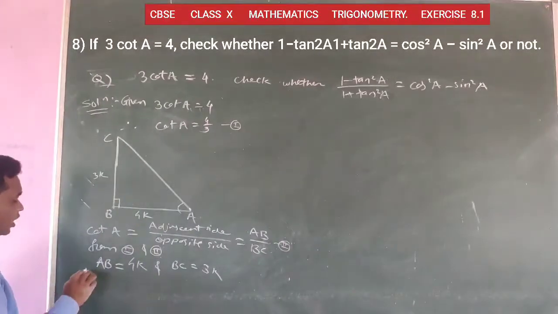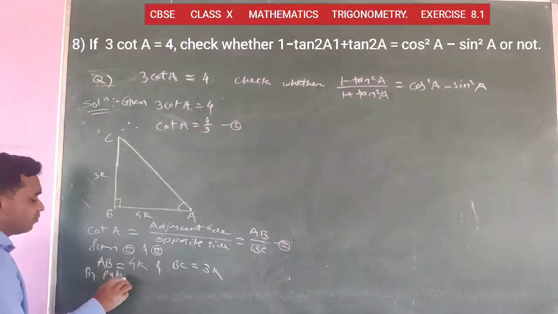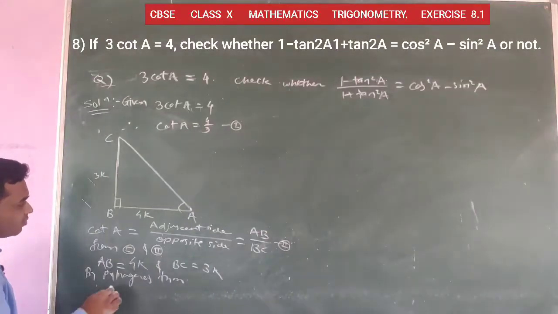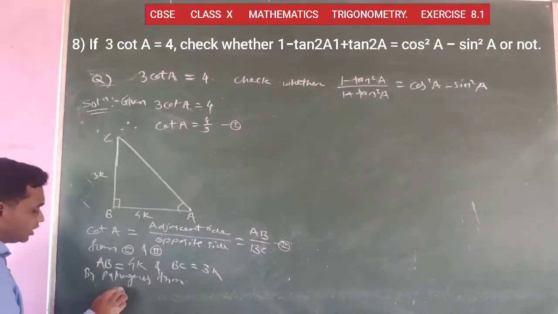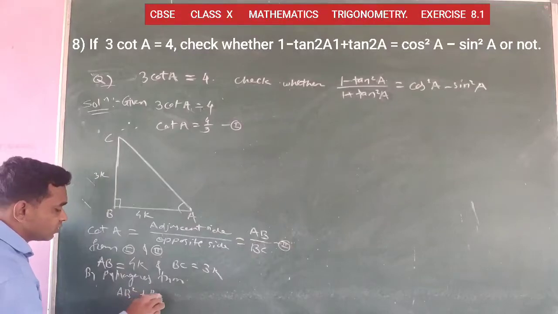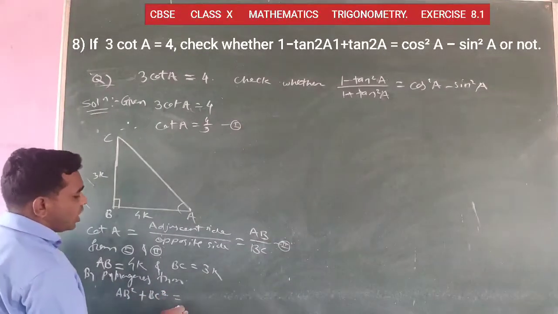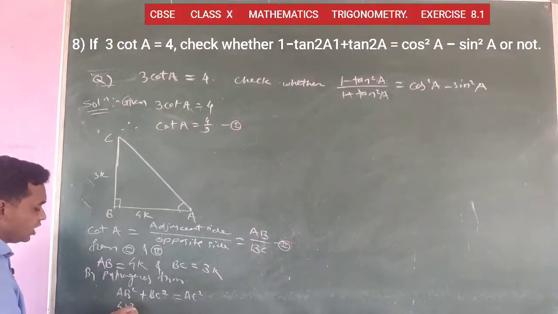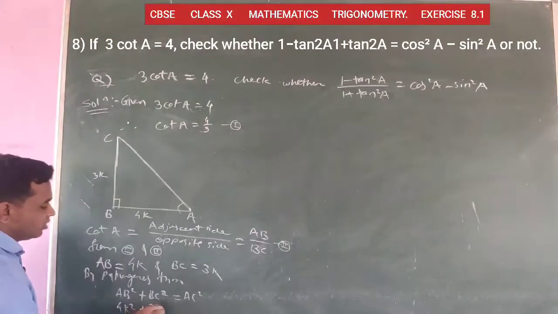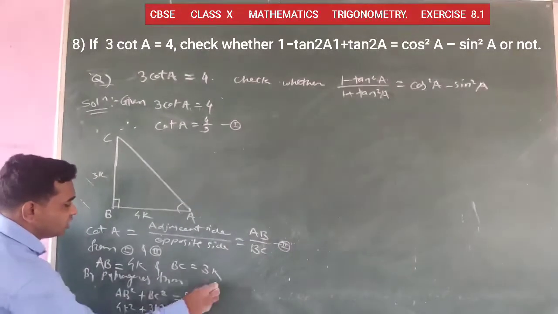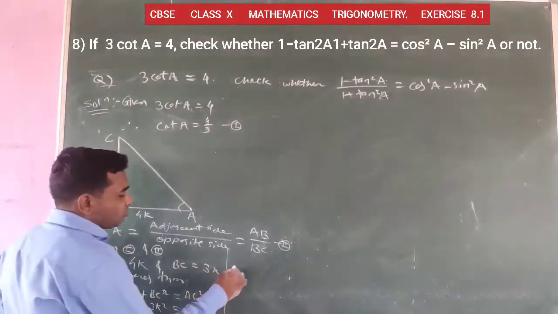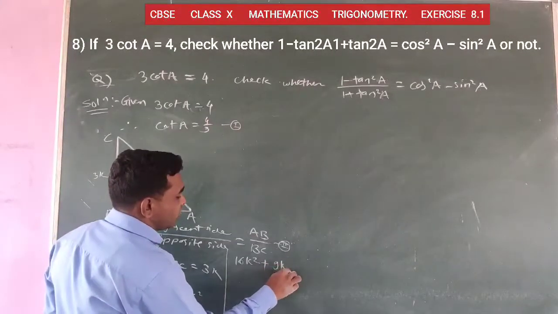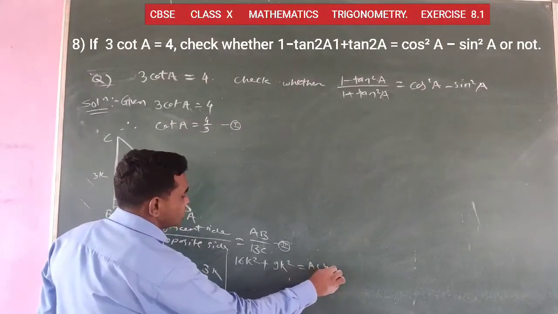Then by using the Pythagoras theorem. So what is the Pythagoras theorem? The sum of the squares of the perpendicular sides, that means AB square plus BC square is equal to hypotenuse square, that is AC square. So AB value is 4K square, BC value is 3K square and AC square as it is. And 4K square means 16K square plus 3K square means 9K square is equal to AC square.